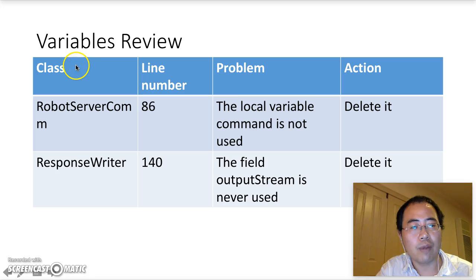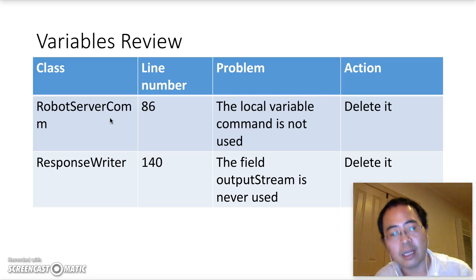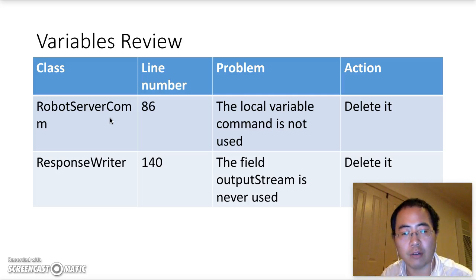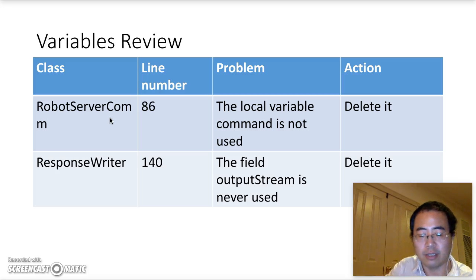When it comes to variables review, we have fewer problems. The first one is the local variable command is never used on line 86. And the other similar one is field output. Field output stream is never used on line 140 of the response writer.